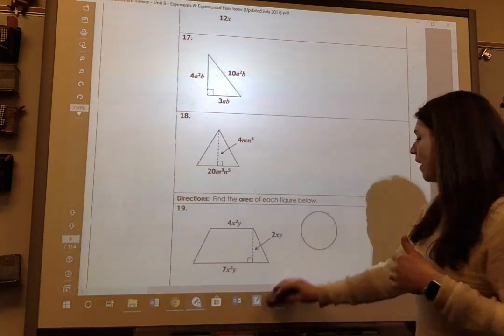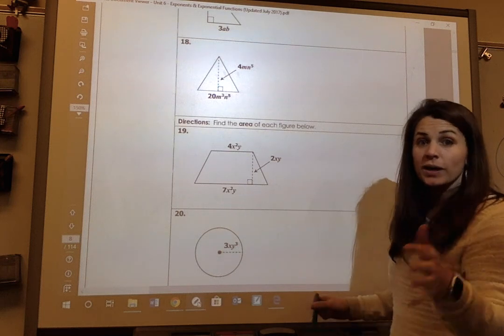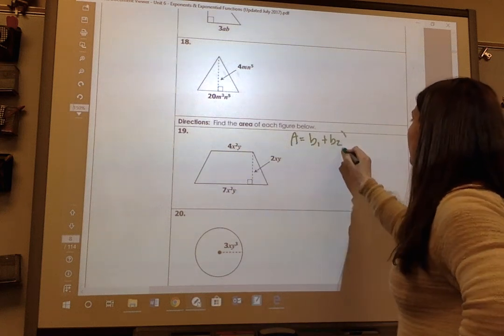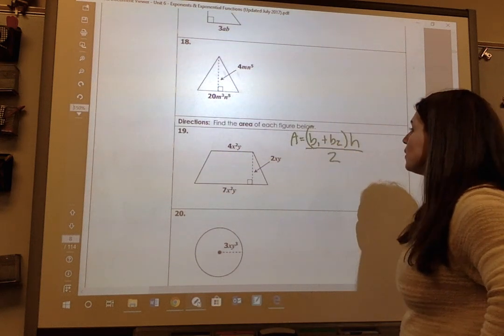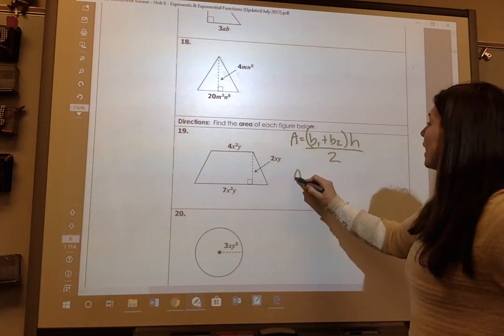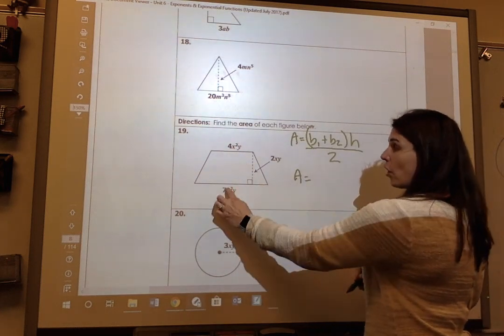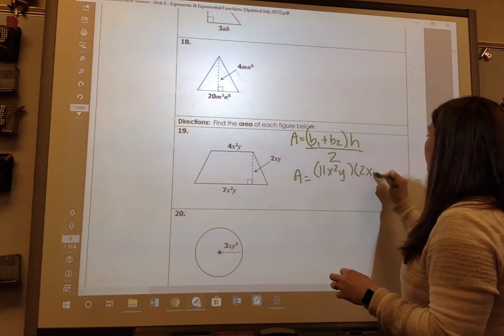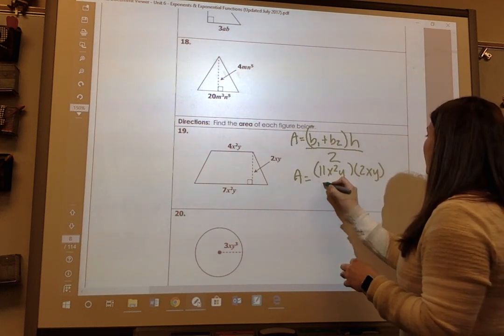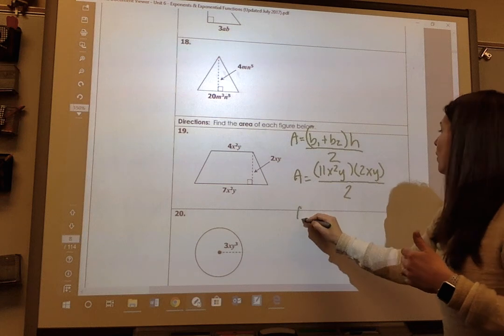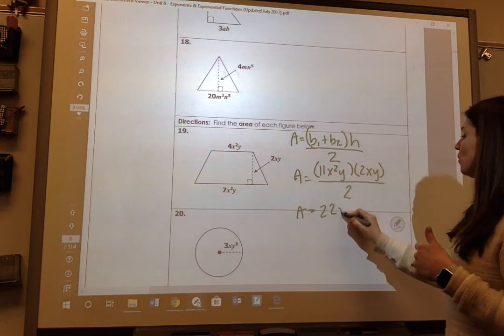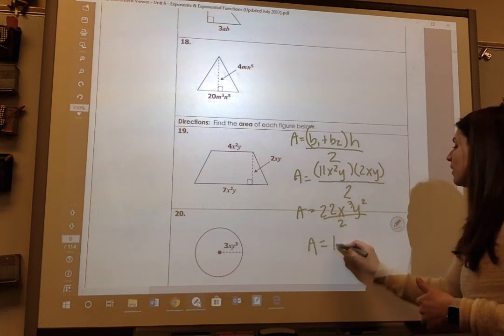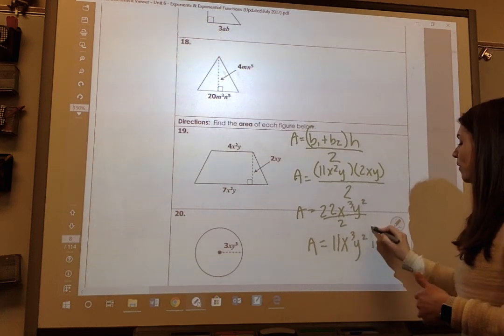All right, to find the area of a trapezoid, first we've got to remember what it is. So the area is base 1 plus base 2. I add these bases, I multiply by my height, and I divide by 2. That's what's going on here. So when I add my bases, are they like terms? They are. So that gives me 11x squared y. I'm going to multiply it by my height, which is 2xy, and then I divide by 2. So when I multiply 11 times 2, I get 22x to the third y squared divided by 2. 22 and 2 cancel out, and that gives me 11x cubed y squared.